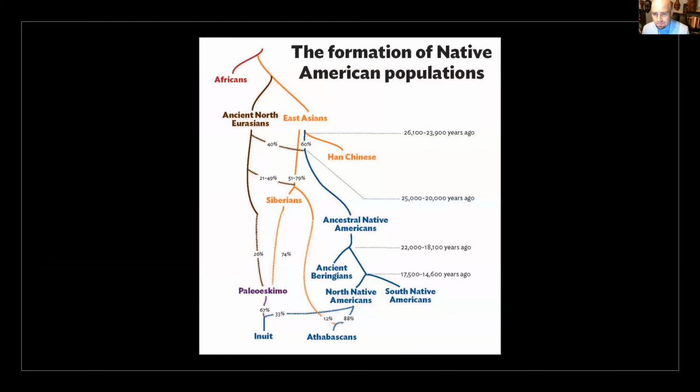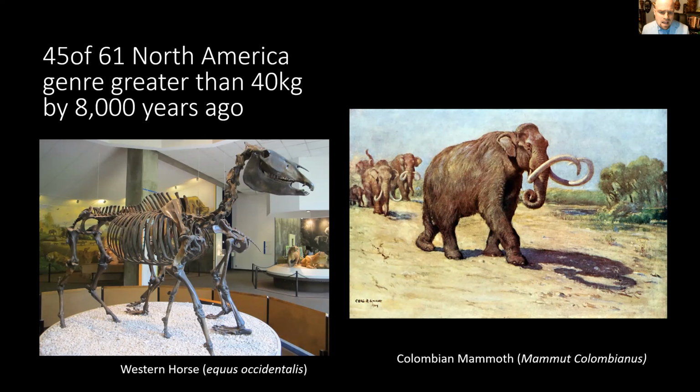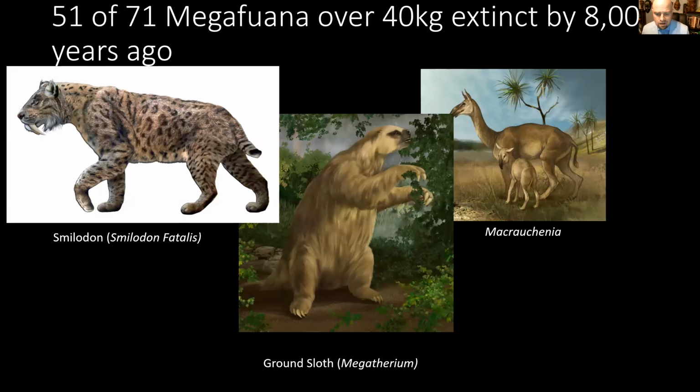And genetic evidence also suggests that American populations are diverging 25 to 20,000 years ago from East Asian populations. Now, by 8,000 years ago, 45 of 61 North American genera are extinct. So things like the Western horse in Colombia, mammoths, woolly mammoths, and mastodons, and all of these things. And in South America, these ground sloths and camels and the smilodon.